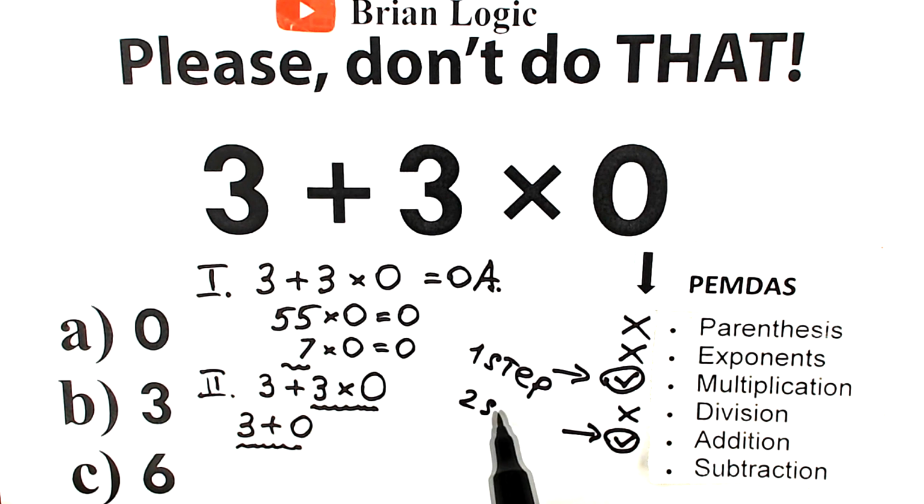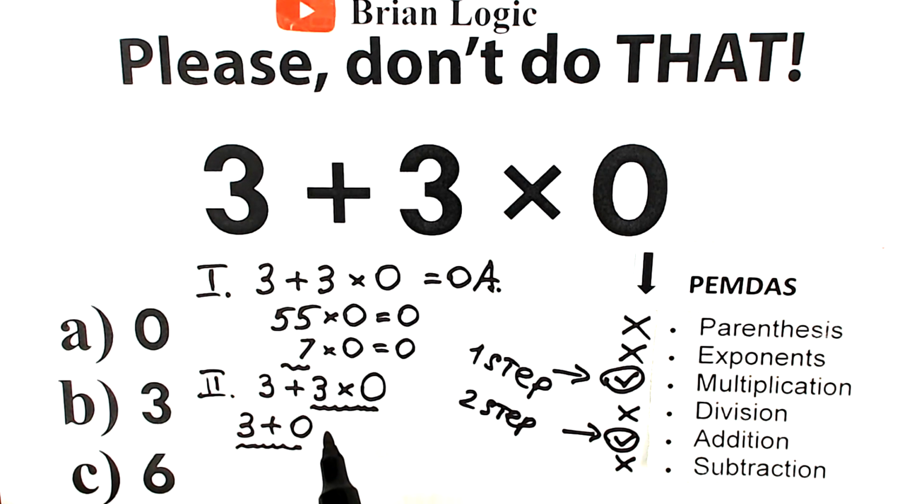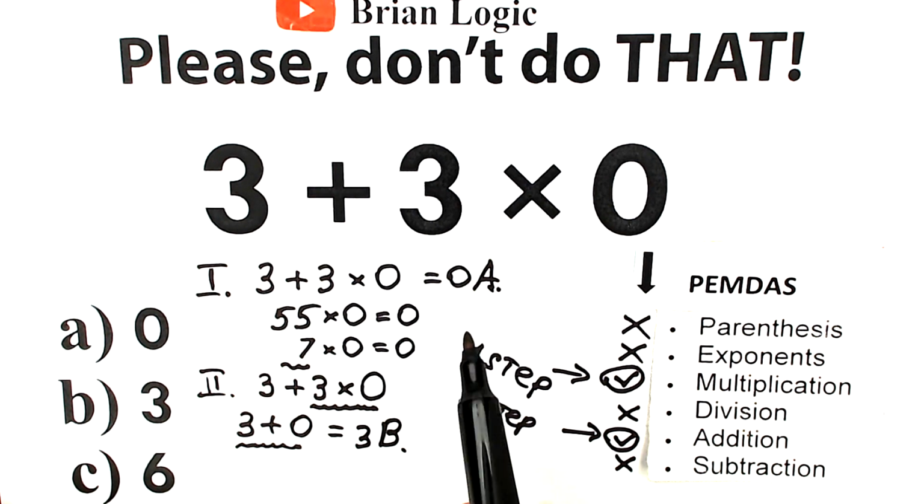So this looks like our second step, and we reject subtraction. Okay, and we have this addition, so we add it. So 3 plus 0 equal to 3, and this is option B. And right now a lot of students are confused because this is option A, this is option B, and they ask me what is the correct answer, 0 or 3.